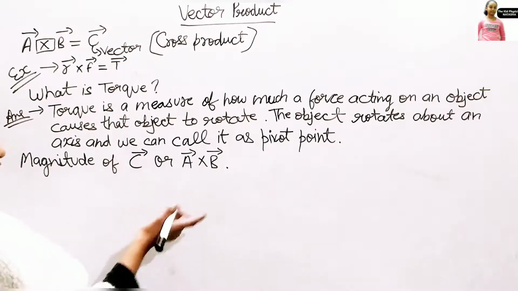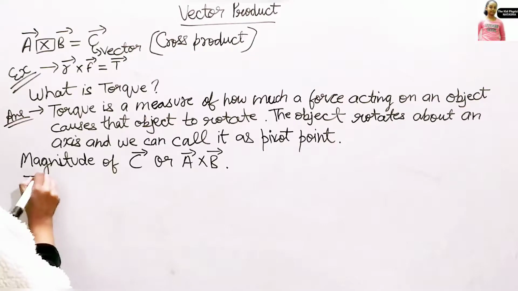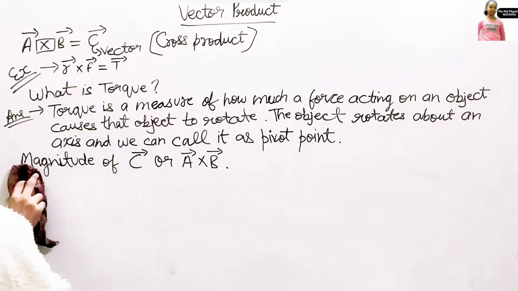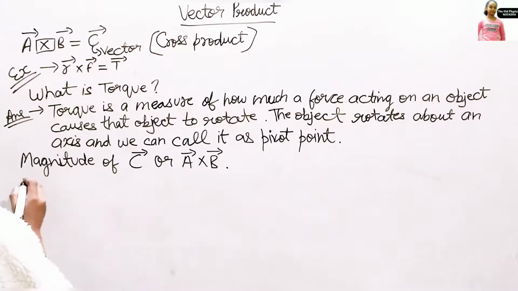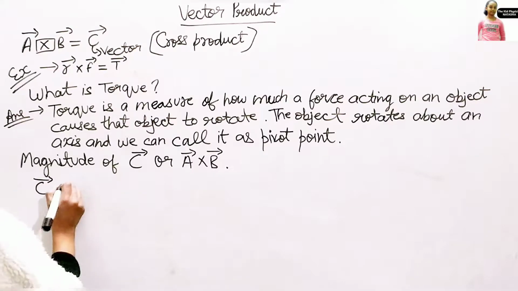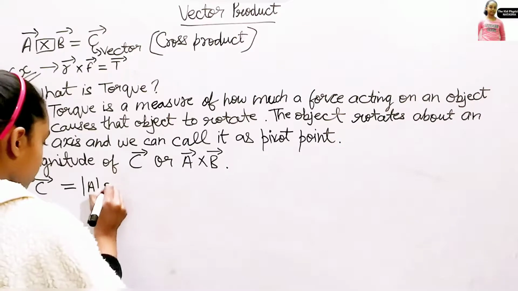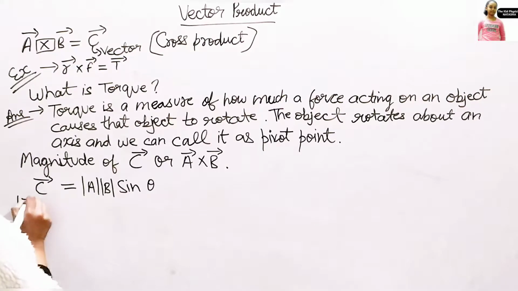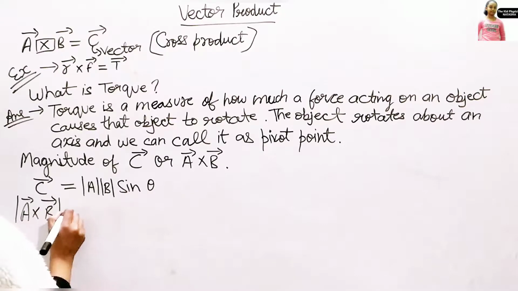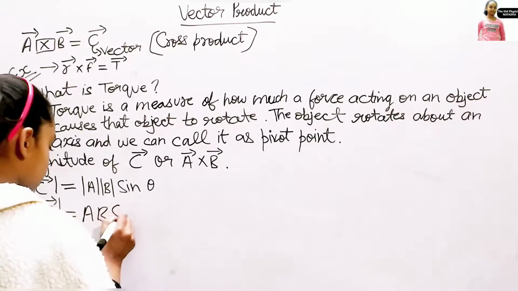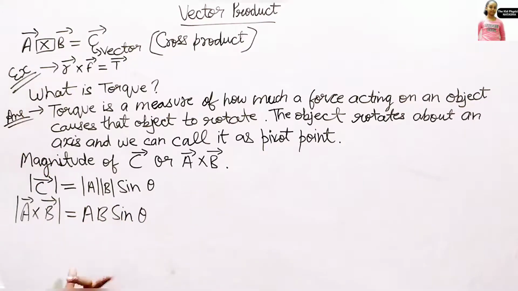Yeah. So what was the formula? I have just told you. So vector C is equal to mod A mod B sine theta, and we can also say it as mod of vector A cross vector B, or we can say it as AB sine theta. Let me tell you how.